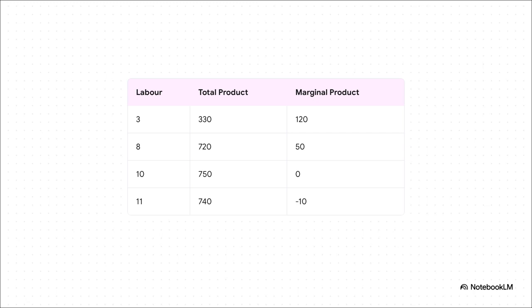As we add more people, that's the labor column, the total amount of stuff we make, the total product, goes up. Great, right? But, and this is the key, look at that marginal product column. That's the extra bit of output you get from each new person. See how it starts high, but then it drops and keeps dropping until it hits zero, and then whoa, it even goes negative? That's the law right there in action.